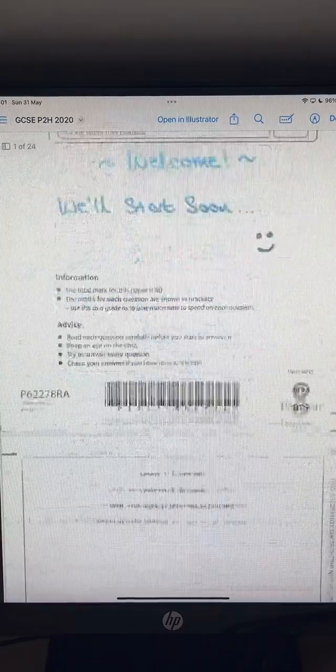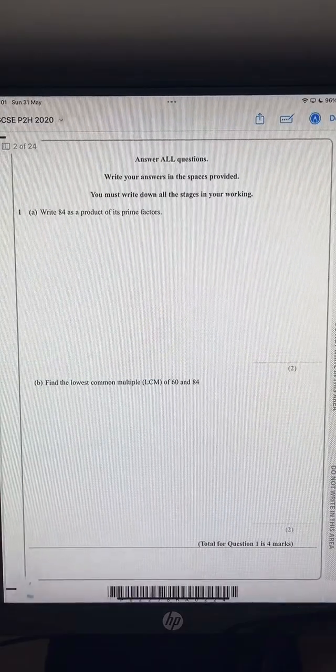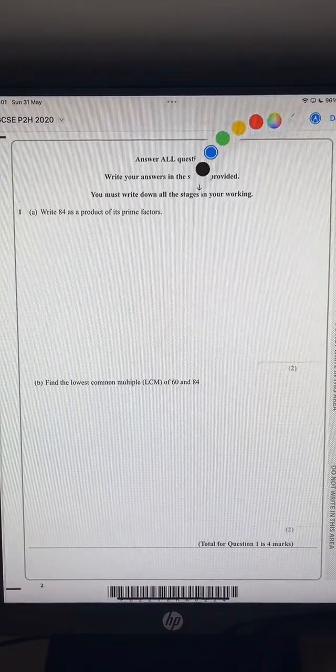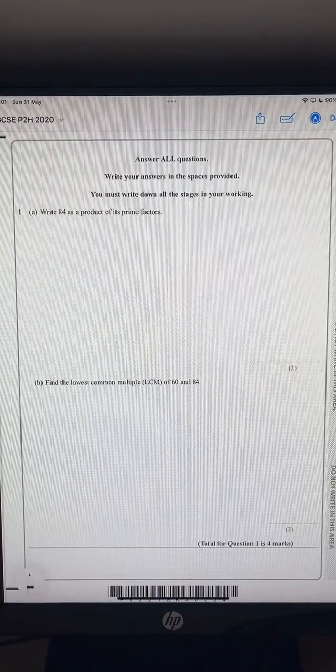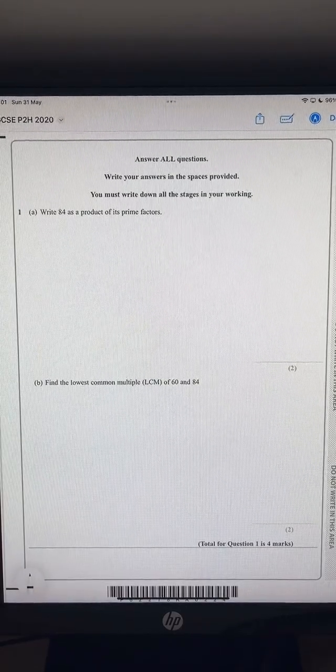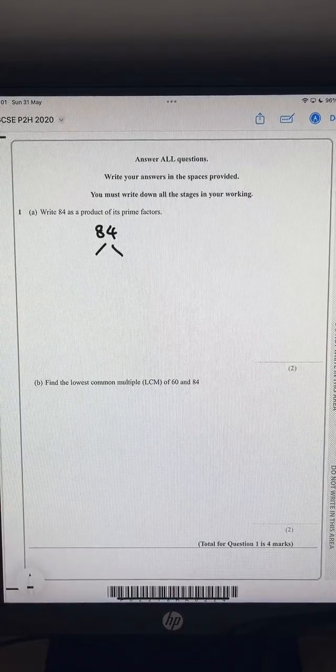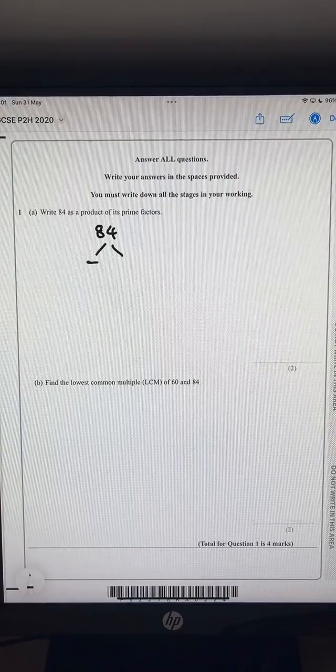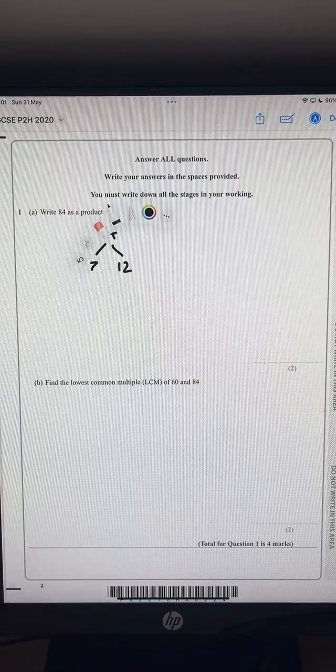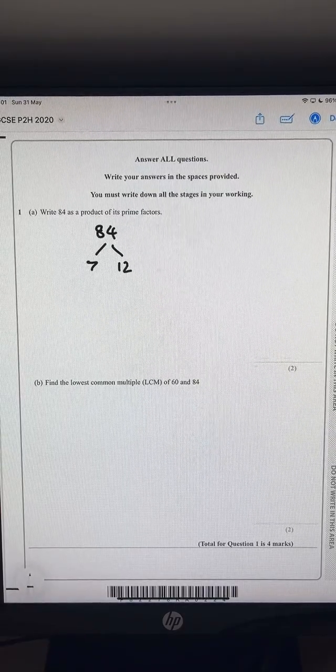Okay, let's get started with question 1. Nice question about prime factors. Write 84 as a product of its prime factors. All you have to do is find the factor pairs of 84 and then break it down. You can break 84 up into, for example, 7 and 12. It can be any two numbers that multiply to get 84.